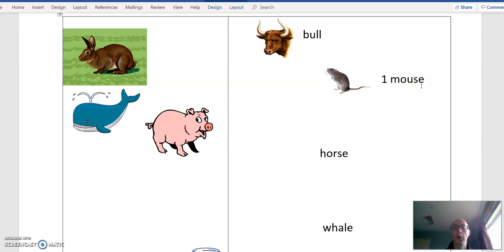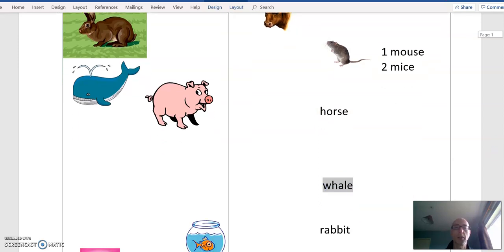And two mice. So it's an irregular plural. We don't say mouses, we say mice. One mouse, two mice, three mice, four mice, etc. Okay, we'll come back to this one in a second. Let's do this first.